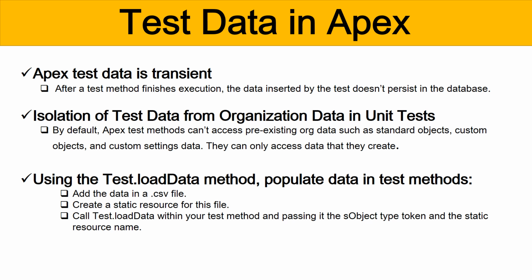Loading test data. Using the Test.loadData method, you can populate data in your test methods without having to write many lines of code. Follow these steps. Add the data in a .csv file. Create a static resource for this file. Call Test.loadData within your test method, passing it the object type token and the static resource name.